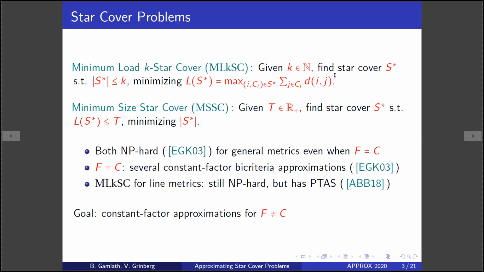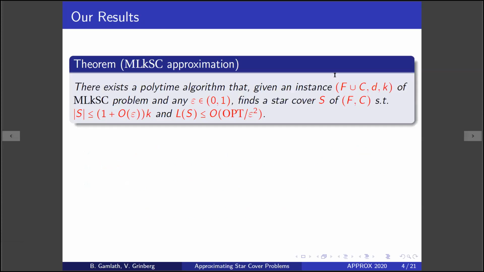However, we don't know any previous algorithmic results that cover bicriterion approximations for the general case, when sets F and C are not the same. This case will be our main focus. We obtained the first constant factor bicriterion approximation algorithms for the general case of minimum load k star cover and minimum size star cover problems.